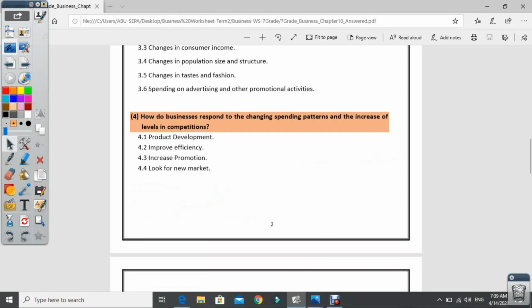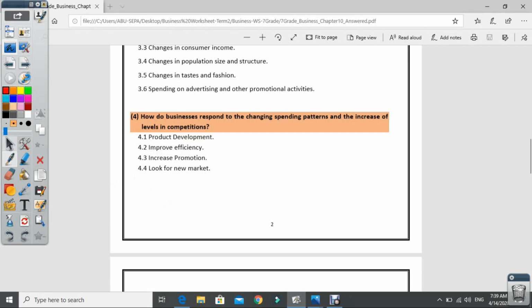So, number 4, guys, how do businesses respond to the changing spending patterns and the increase of levels in competition? The first one is product development. The second one is improve efficiency, increase promotion, look for new markets.